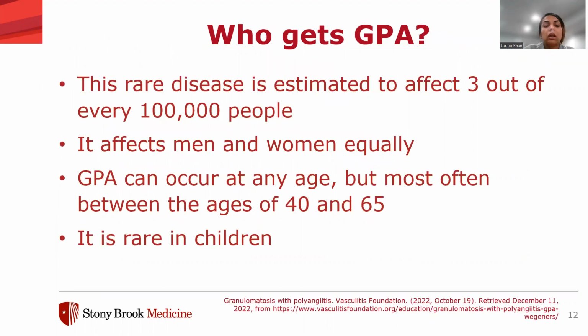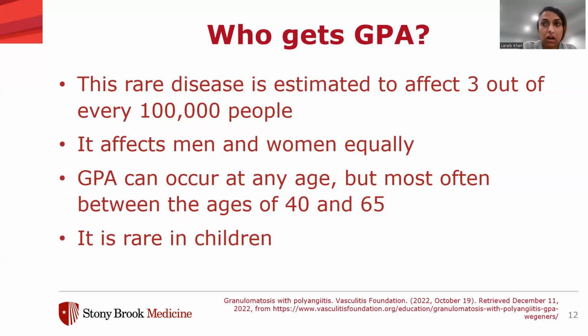So who gets GPA? This rare disease is estimated to affect 3 out of 100,000 people. It most often occurs between the ages of 40 and 65, but it could also occur at any age. It is rare in kids and it affects women and men equally.